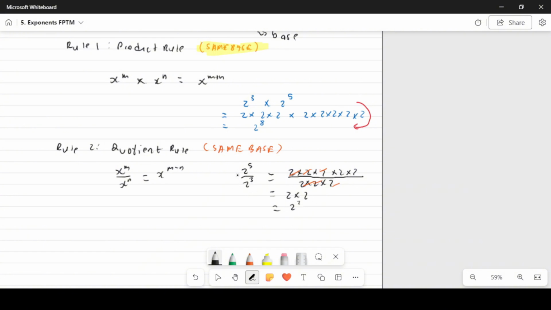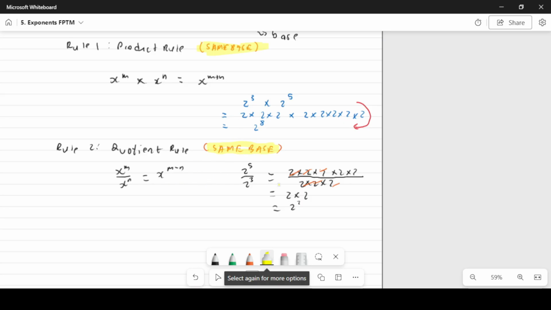However, I can go from here to there and bypass these 2 steps by just following the rule. However, again, we must see that the bases have to be the same. So if you have to state this rule verbally, it is whenever dividing terms with the same base, keep the base and subtract the indices. So it's a very straightforward rule if we understand how to utilize it, right?